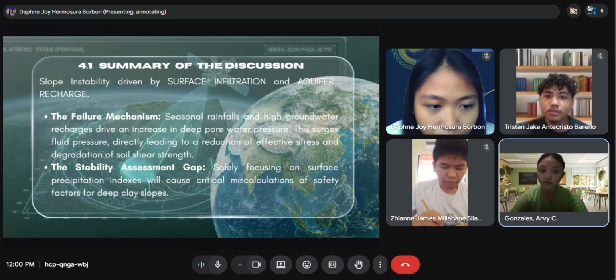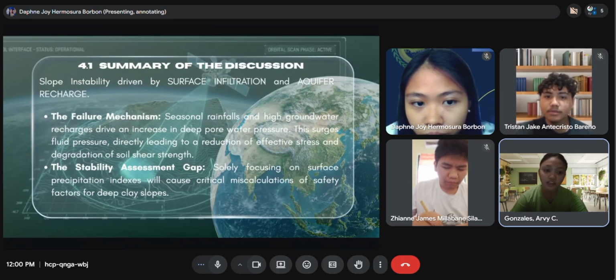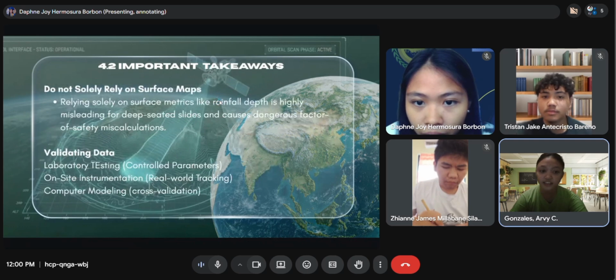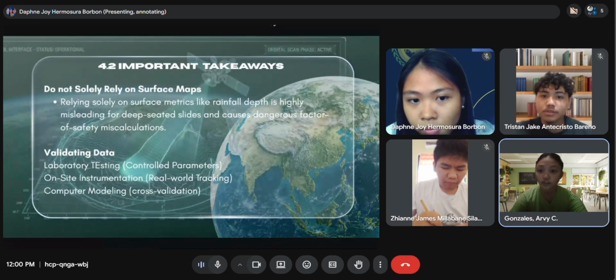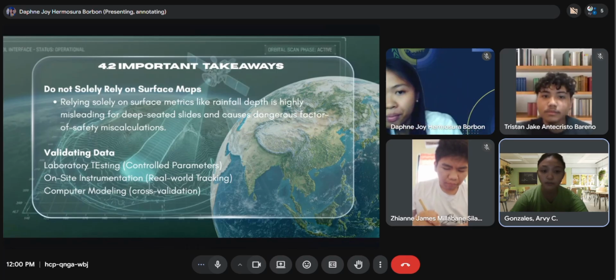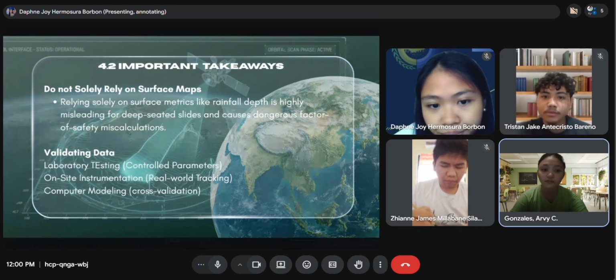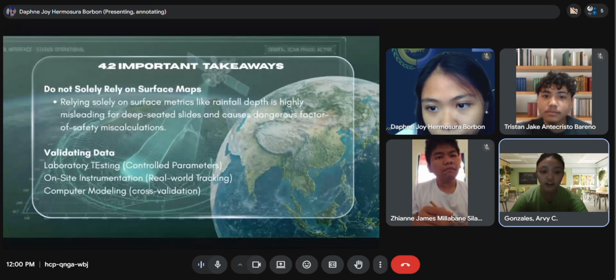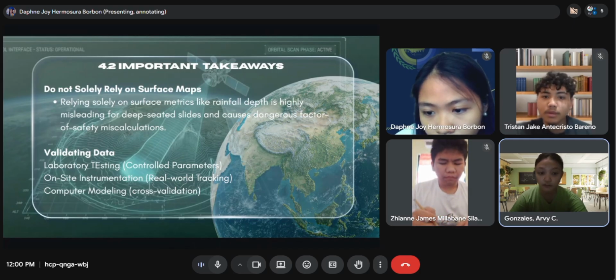Now for 4.2, the takeaways and the lessons. So first is, do not solely rely on surface maps. For deep-seated slides, monitoring surface metrics like rainfall depths alone is highly misleading and directly causes dangerous factor of safety miscalculations. The real failure is hidden deep underground.